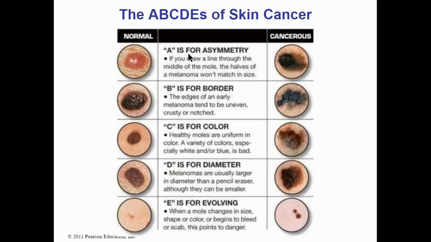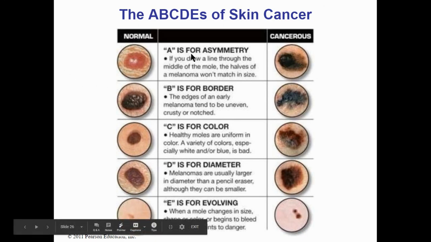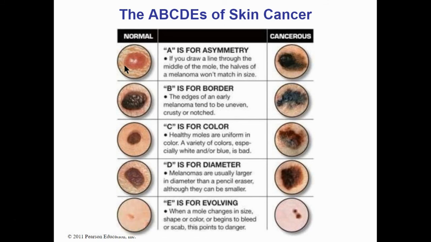Which brings us here. This is called the ABCDEs of skin cancer, and these are the things you're going to look for. These are normal moles that people have on their body, and they're fine. A is for asymmetry. If you have something that's normally symmetrical and it changes to be asymmetrical, that can be an indicator that it could be cancerous. B is for border. If the edges of the border are uneven or crusty or notched, then that can be an indicator that it's cancerous.